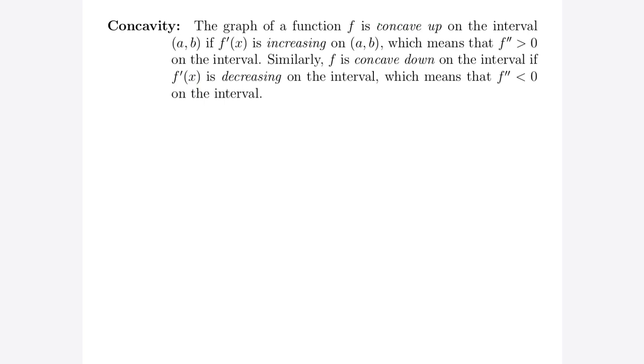The graph of a function is concave up on the interval a, b if the first derivative is increasing, the slopes are increasing, which means that the second derivative is greater than 0. Similarly, it's concave down when the first derivative, or the slopes, are decreasing, which means that the second derivative is less than 0.